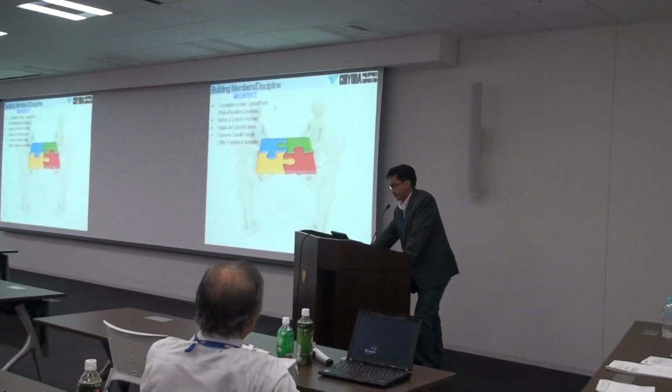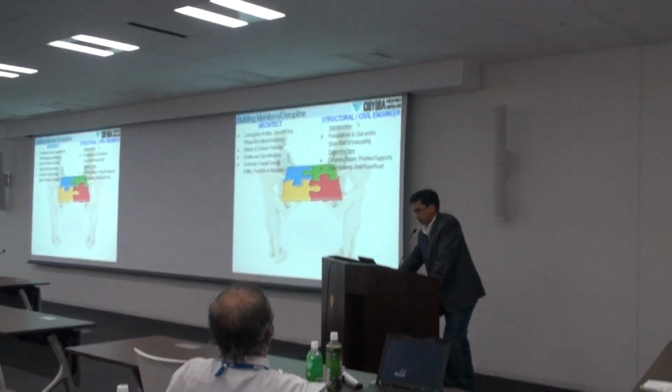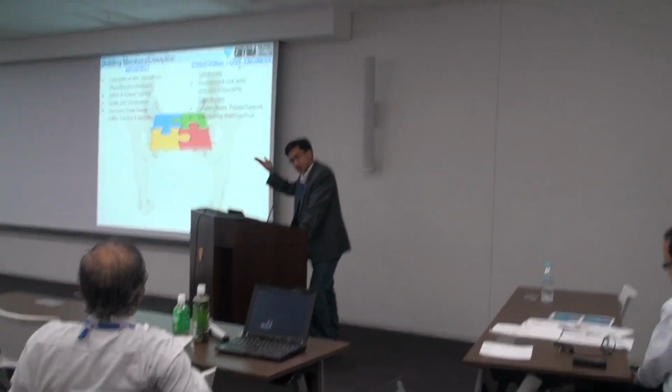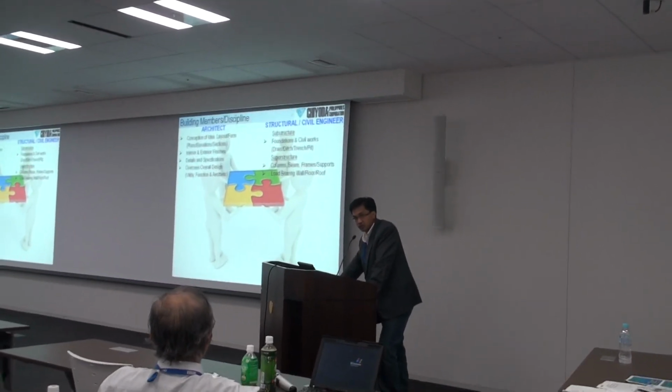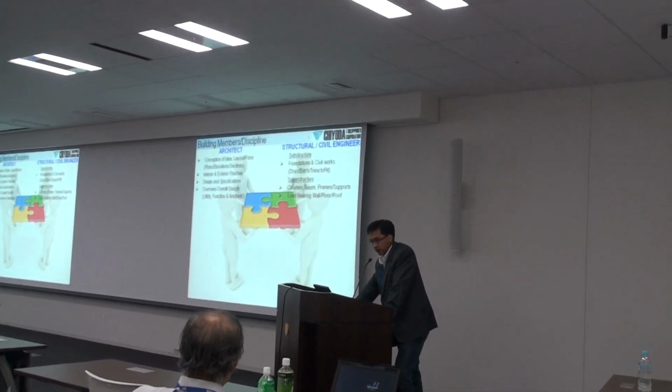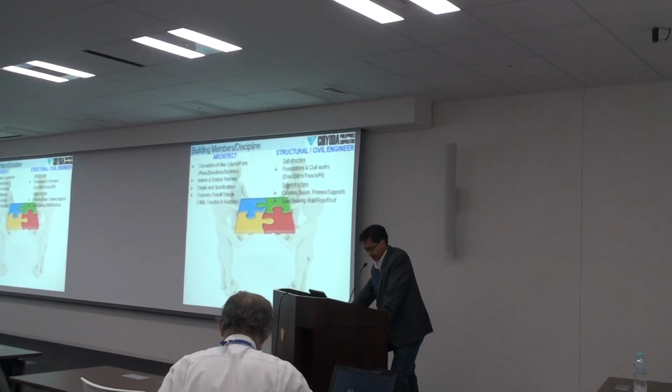The second member is the structural or civil engineer, who specializes in the substructure and the superstructure of the building. Examples are foundations, columns and beam frame supports, load-bearing walls, etc.